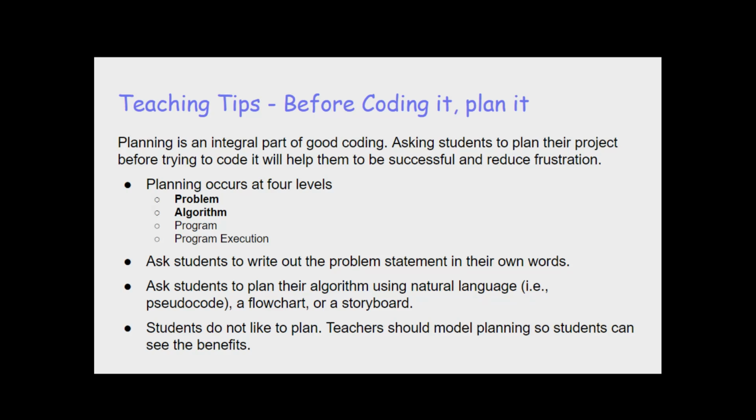Now, before you get to the program level, that's writing the program, the planning that you need to do is at the problem and algorithm level. So you should ask students to write out the problem statement in their own words. That's a good way to get them to start thinking about and breaking down the problem, decomposing it. And then ask the students to plan their algorithm. They could do that using natural language such as pseudocode or a flowchart or even just a storyboard. That'll get them to start thinking about what their algorithm needs to do.